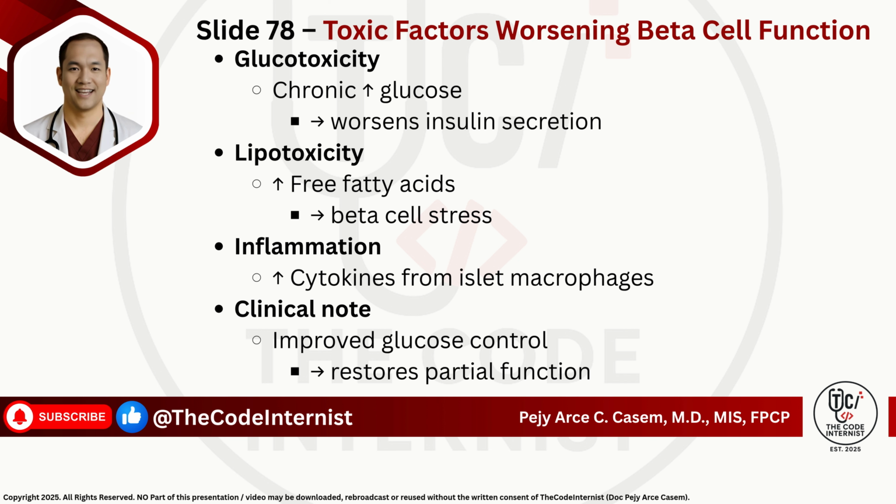Too many fatty acids in the blood, lipotoxicity, and inflammation from immune cells in the pancreas also contribute to cell burnout. The good news? If we lower blood sugar early, we can sometimes recover some beta cell activity.